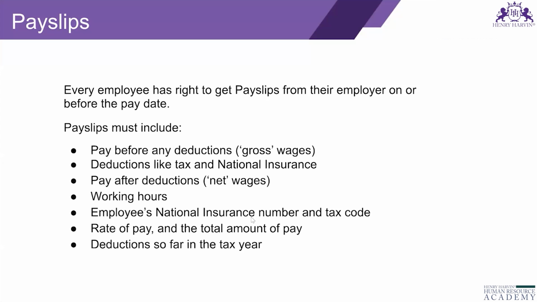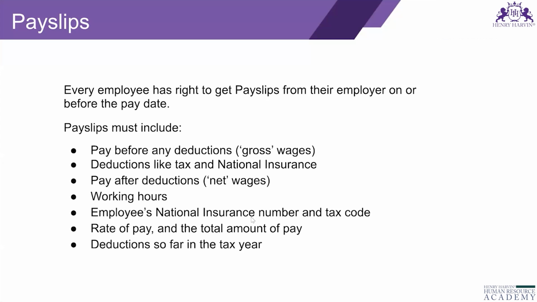And the payslip must include the following details. Which is important: pay before any deductions, the gross wages, and the components should be mentioned clearly. Deductions should be mentioned: tax and NI amounts. Pay after deductions, that is the net wages, salary. Working hours of employees, and how many days also should be reported if there is any unpaid day. Then the employee's national insurance number and tax code.